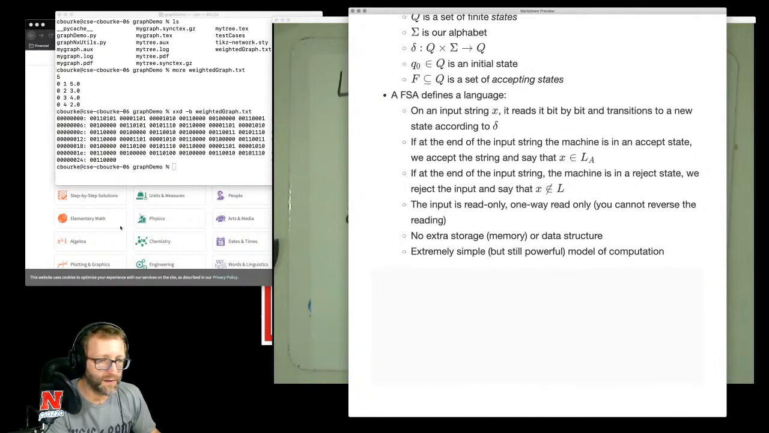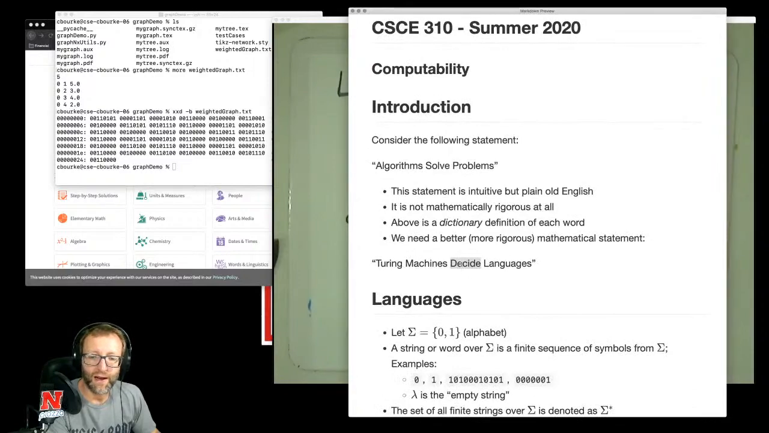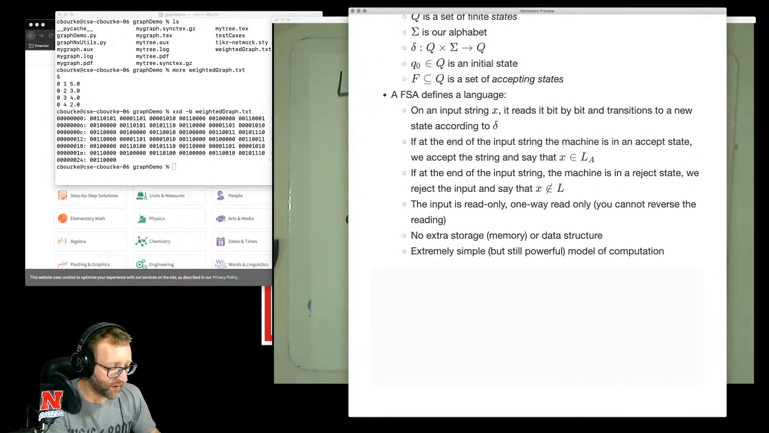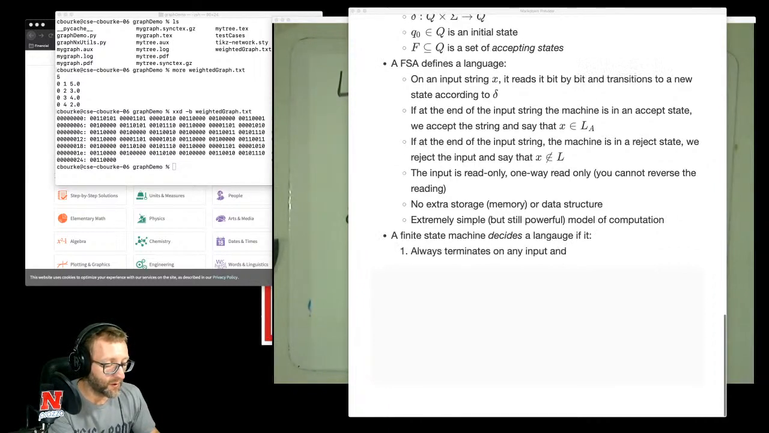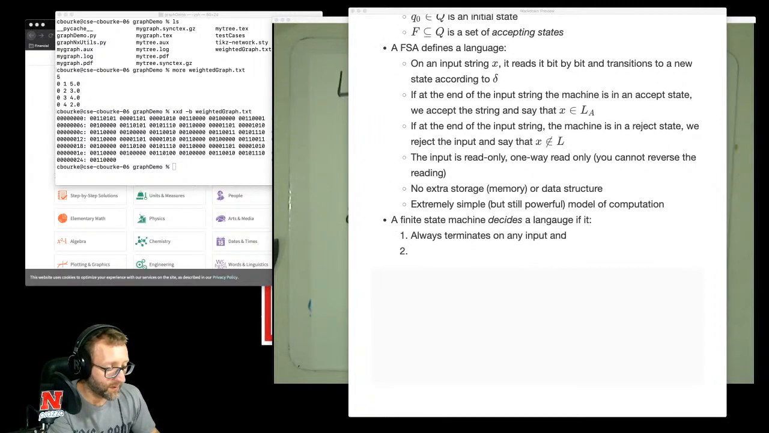So that gives us our first clue as to what we mean by decides a language, right? So a computational model, or a finite state machine, automaton, or what we're going to look at eventually, a Turing machine, decides a language if it always terminates on any input, and 2, okay, that's rendering good.